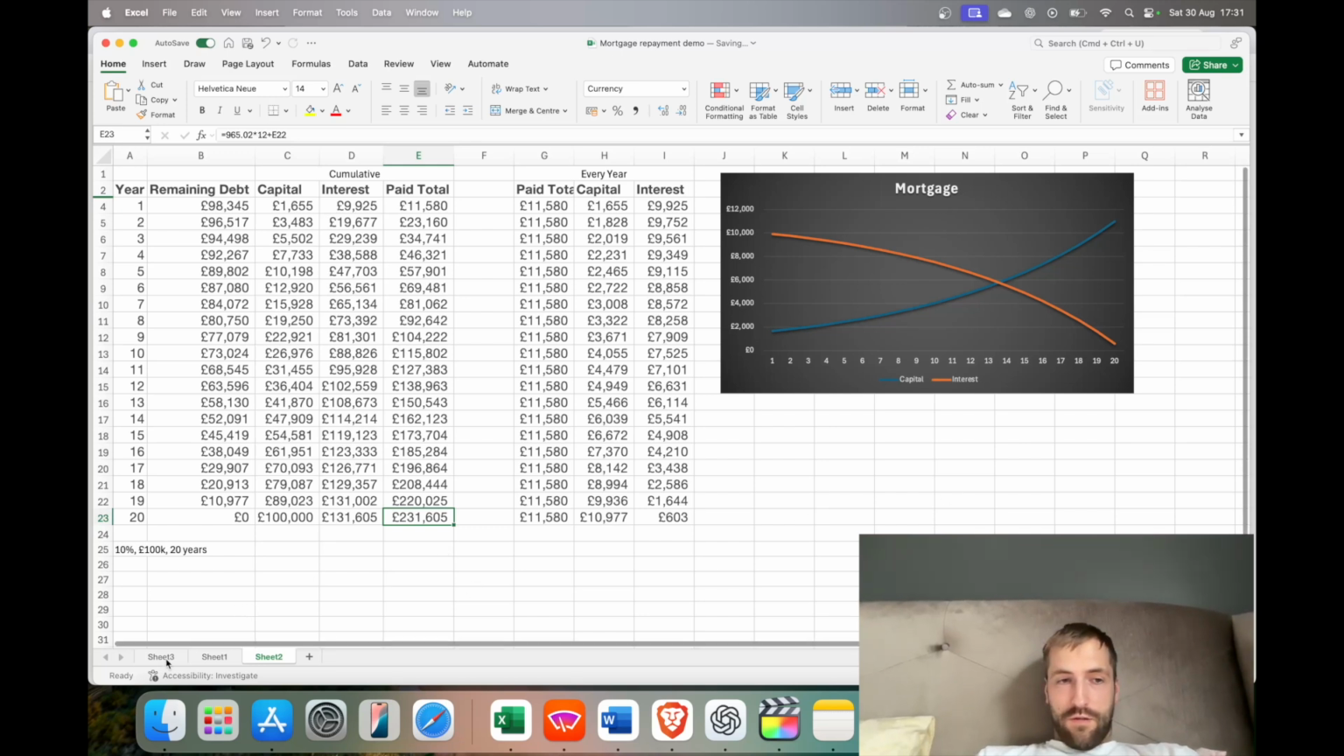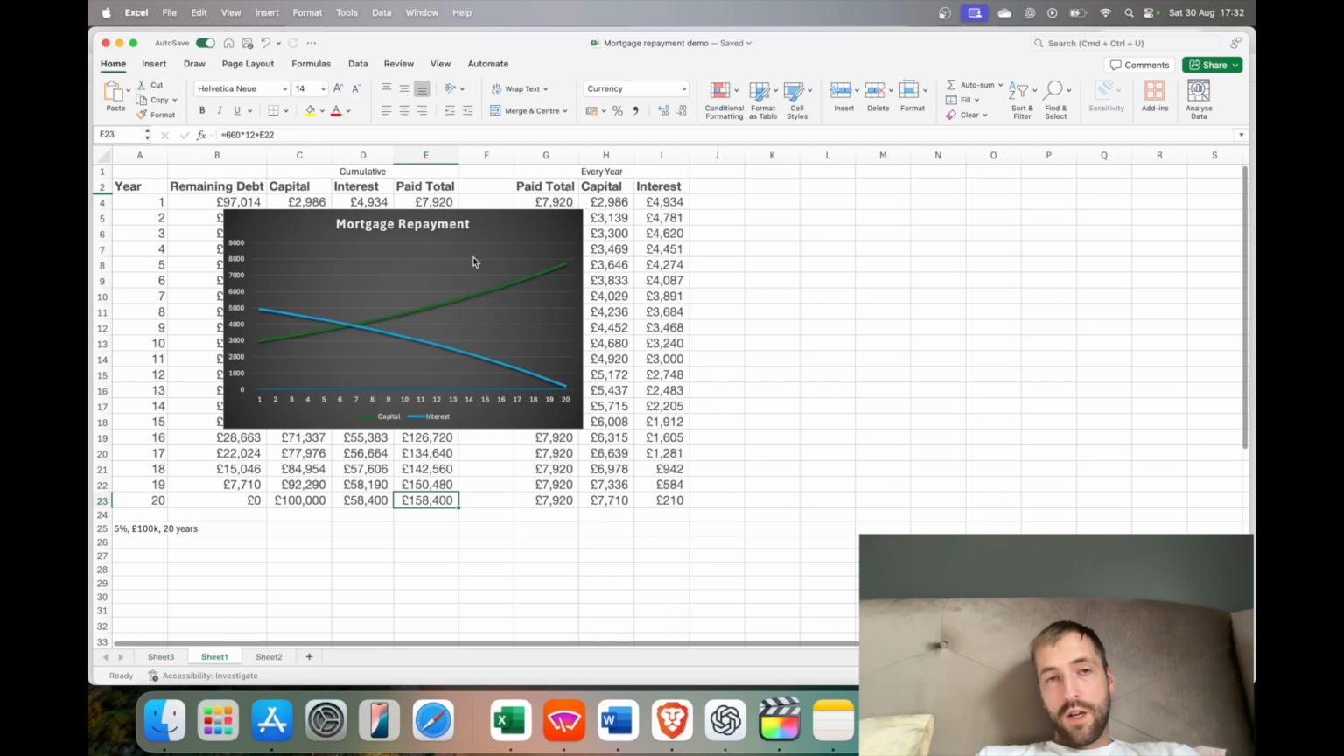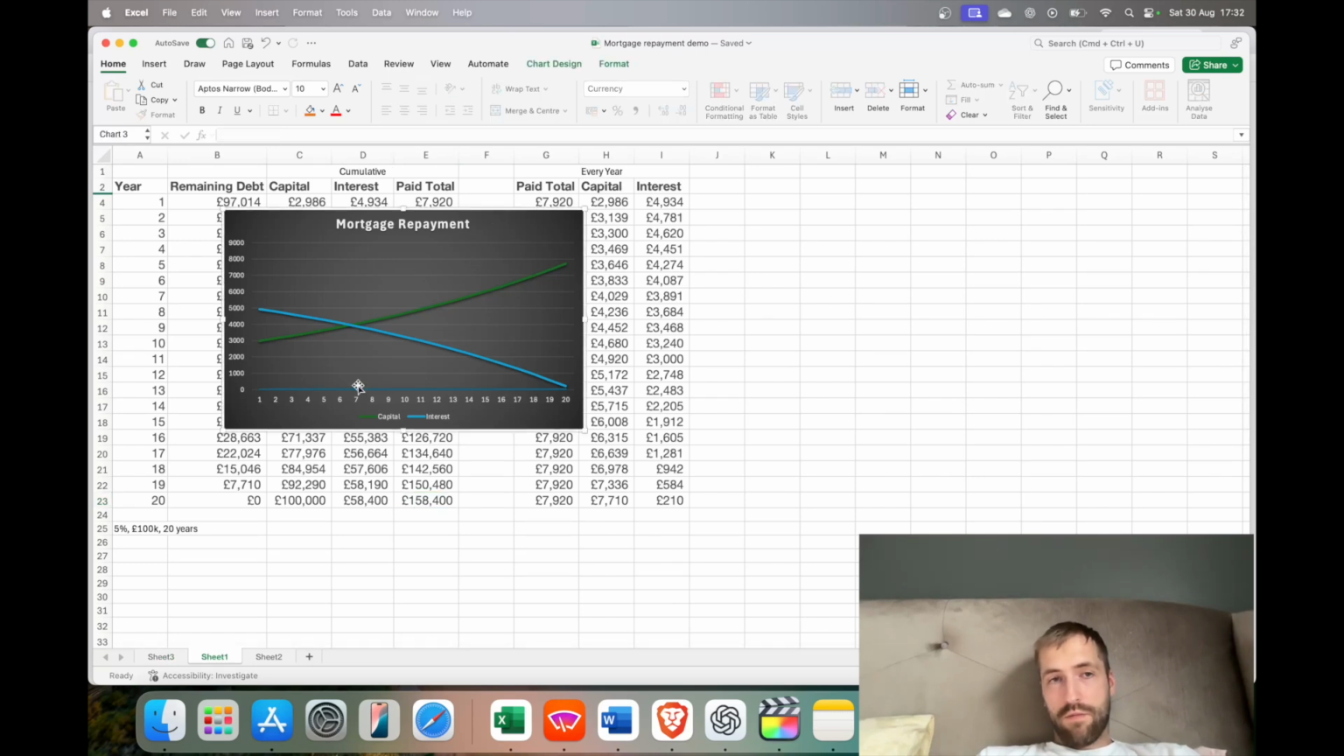Okay, so I think that answers most of the questions that I've had, and hopefully it helps you as well. We've looked at the repayment, mortgage, 20 years, 5 or 10% interest, no additional fees, and £100,000 amount. We found that at 5%, you're looking at, I say a break even, but the point where the interest and the capital you pay is roughly the same. It's at year 7. So it's the first 7 years that are really expensive for you as a person who's got the mortgage. After year 7, things get better because you keep paying more and more towards the capital and less and less towards the interest.